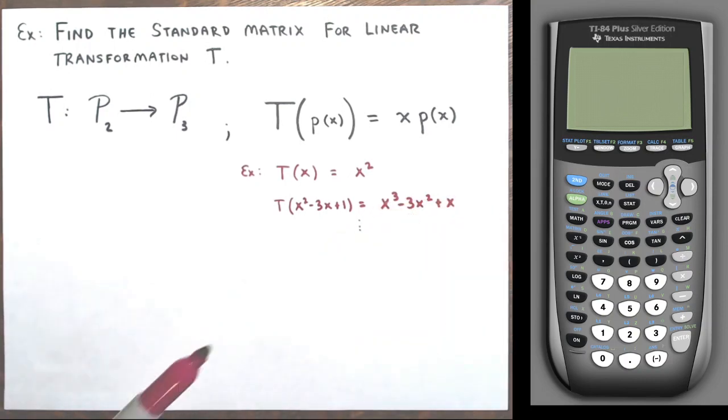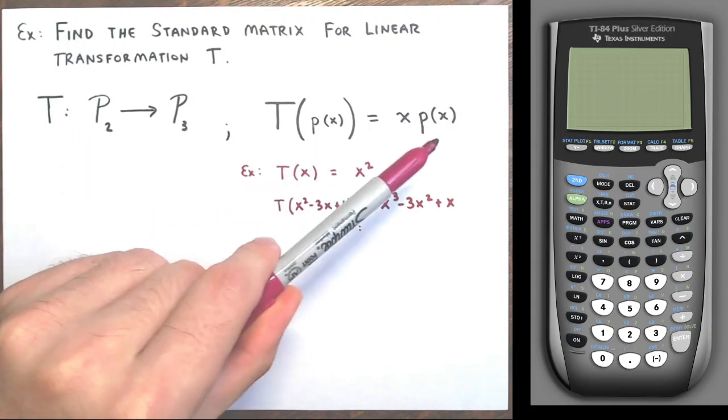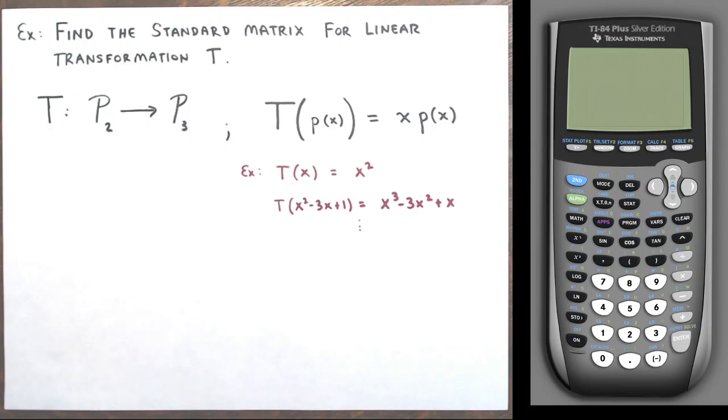Fine. Take all sorts of inputs, take any polynomial of degree 2 or less, plug it into this, and get a polynomial that's degree 3 or less. Great. All right, so the question is, how can I express this as a matrix transformation between coordinates relative to a standard basis for P2 into coordinates relative to a standard basis for P3? Okay.